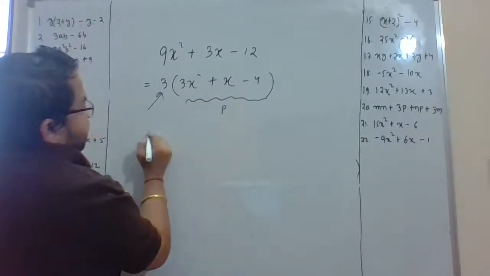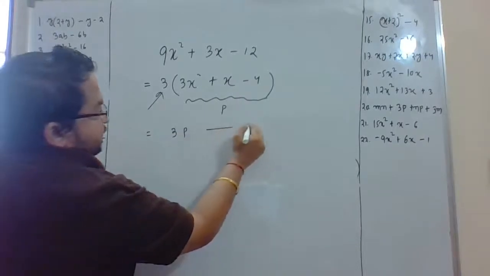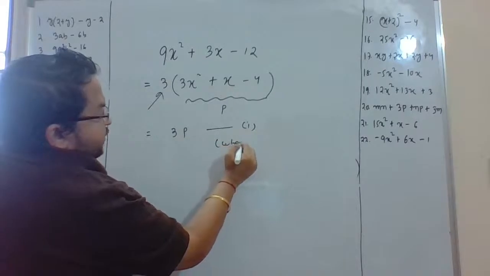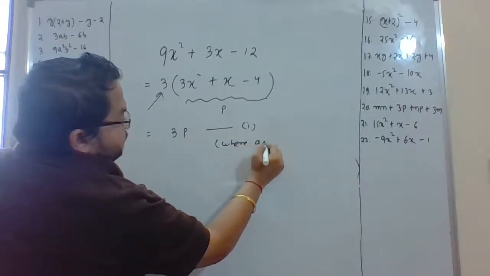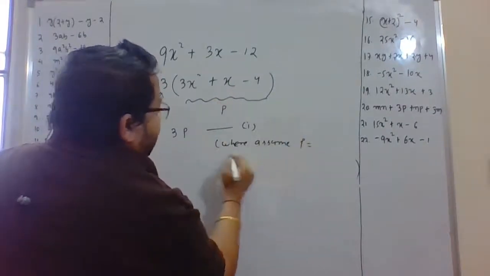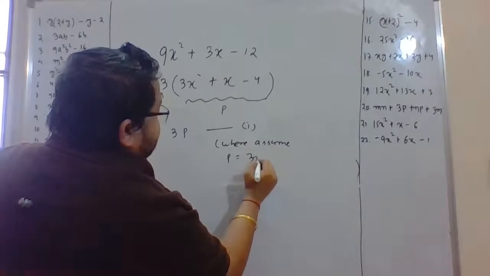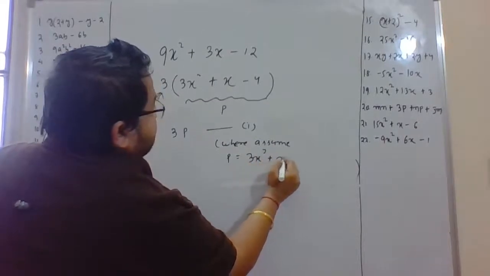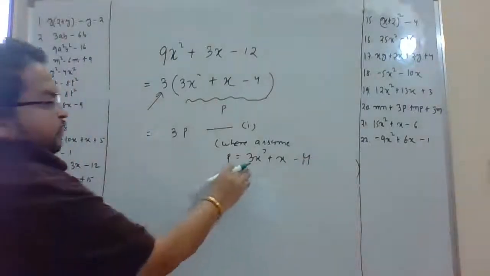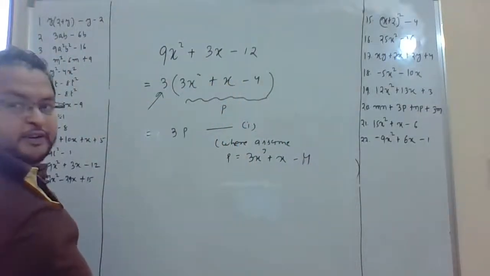This is nothing but p. So we'll say this is nothing but 3 into p. Say this is equation 1, where we assume that p equals how much? p equals 3x squared plus x minus 4. So now what we will do? We will factorize this and we'll put the value of p right here.